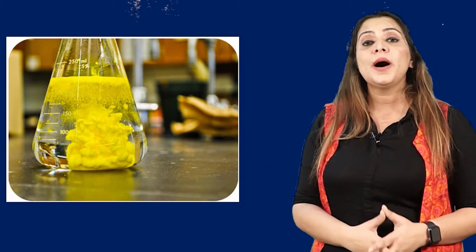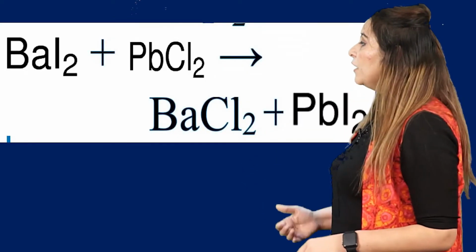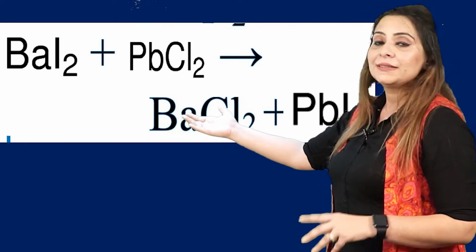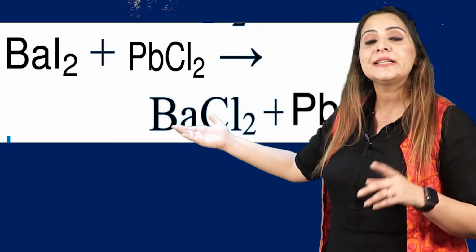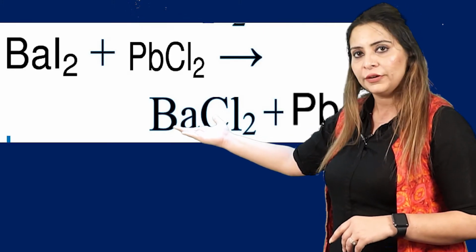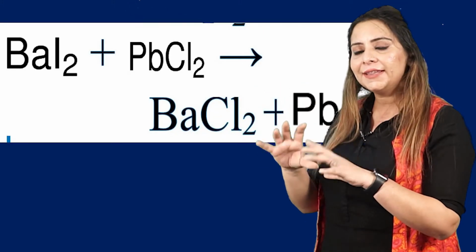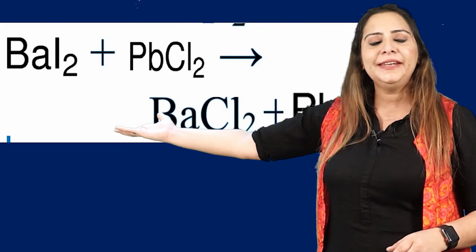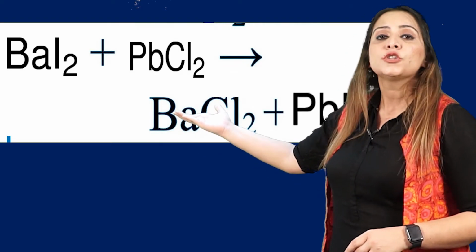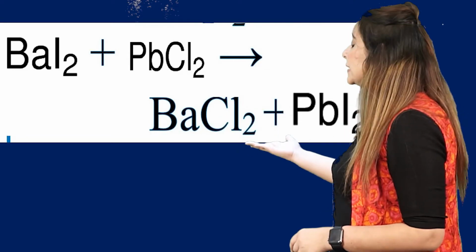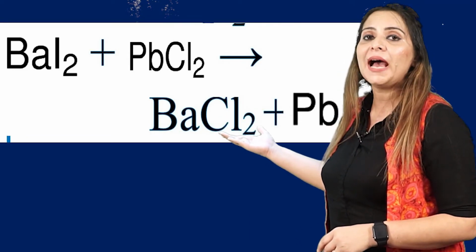And if somebody asks you about the reaction which is taking place, you can write it in a simpler manner. We have barium iodide, which is BaI2, plus, that means you are reacting, the second reactant, lead chloride, which is PbCl2. The arrow signifies that they are reacting and forming something. Now what are they forming? The barium iodide reacts with lead chloride, so we'll get barium chloride, which is BaCl2, plus lead iodide, which is PbI2.